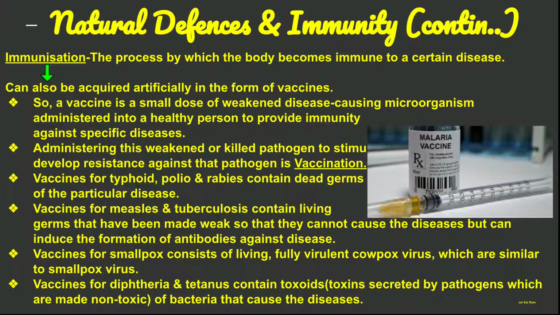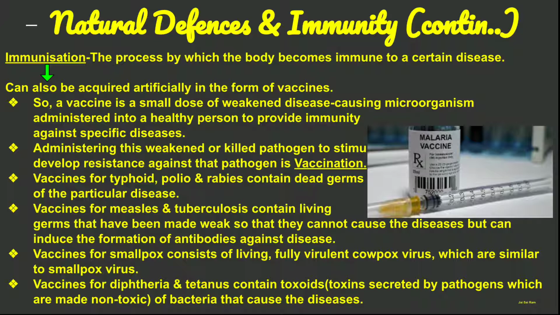Vaccinations for typhoid, polio and rabies contain dead germs of that particular disease. Vaccines for measles and tuberculosis contain living germs that have been made weak so that they cannot cause the disease but can induce the formation of antibodies against it. So for typhoid, polio and rabies, it is dead germs; for measles and tuberculosis, it is living germs made weak.